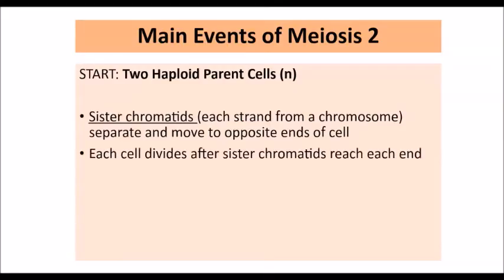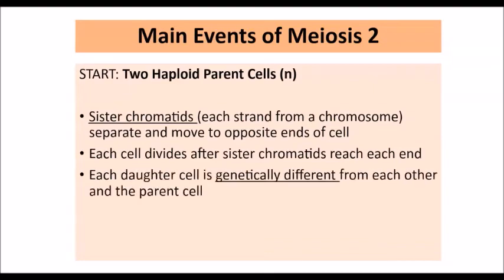Now each cell will divide after the sister chromatids reach the end, and each daughter cell is now genetically different from each other and the parent cell. It's a combination of the crossing over and the halving of the chromosome number that brings about these genetic differences. At the end of meiosis 2 we have 4 haploid daughter cells denoted by N. All 4 are going to be different from each other, so we have genetic variation produced.